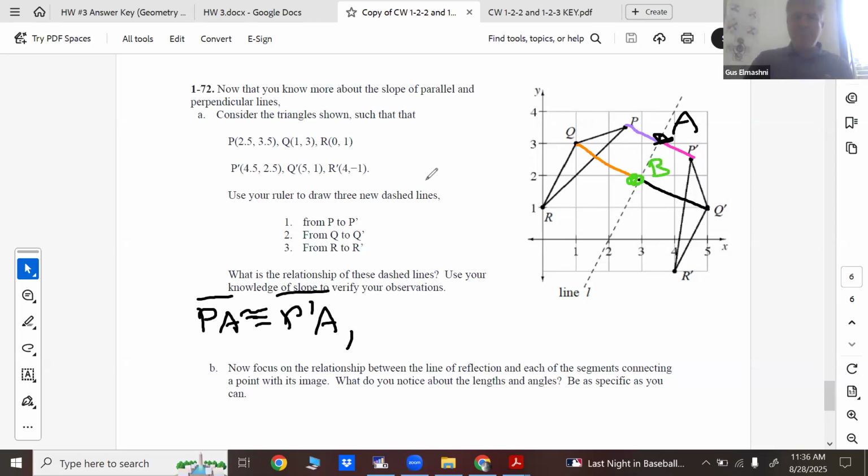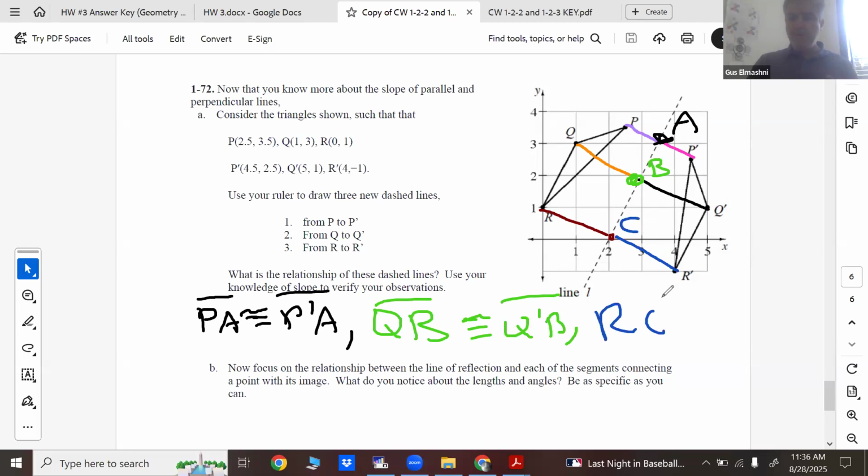So that's QB is congruent to Q prime B. Yeah, correct. And then lastly, I'll call this C right here. I'll do, I don't know what color that is, like maroon and dark blue. Those are also the same. I'll call it C. So RC.